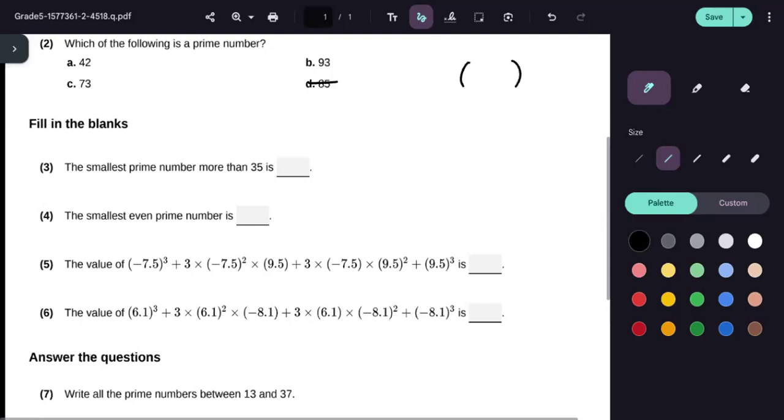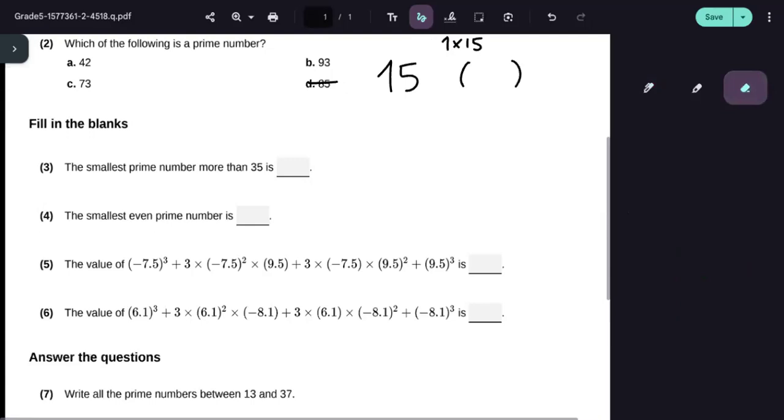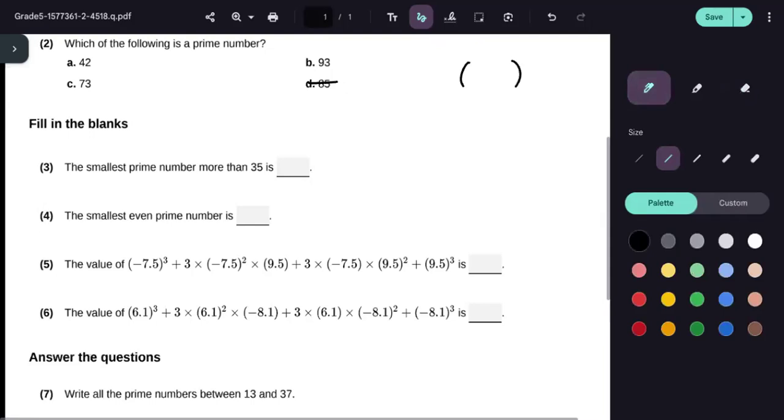15, however, has 2 factors. It has 1 times 15, 3 times 5. So that's why always take a look and do your calculator pressing if you need to.